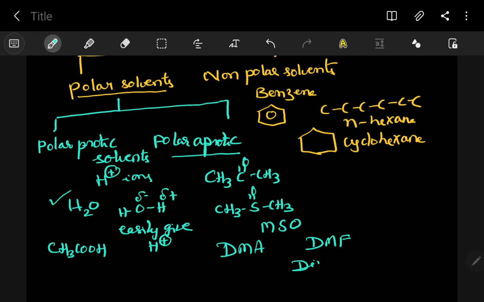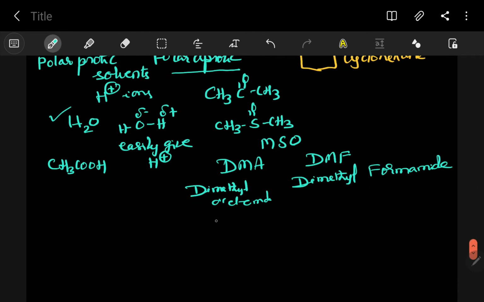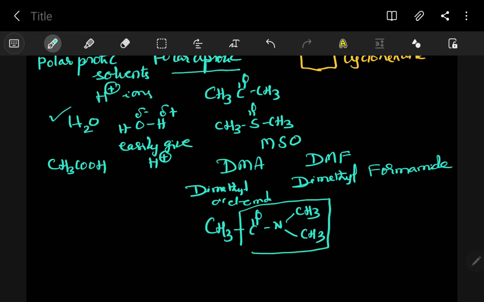DMF means dimethyl formamide, and DMA means dimethyl acetamide. I will draw the structures also. Dimethyl acetamide is CH3C double bond O N. We know the CONH2 group is the acetamide group, so in place of the two hydrogens we replace them with methyl groups. So dimethyl, and the CH3CO group is the acetyl group; the entire thing we call dimethyl acetamide.